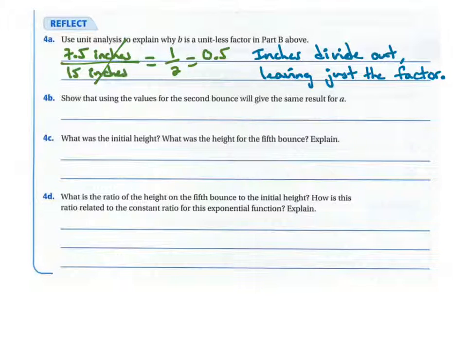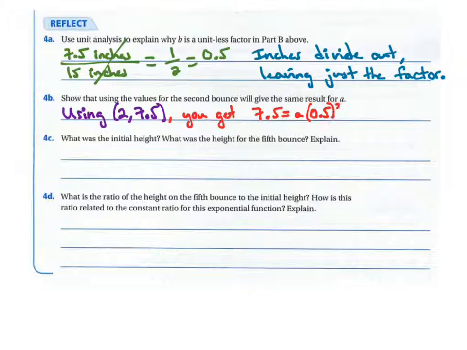Show that using the values for the second bounce will give you the same result. Remember how we plugged in the values of the first bounce? Well, we can do the same thing with the second bounce. What was the second bounce? On the second bounce, it went up 7.5, right? So if we plug in 2 and 7.5, our function is going to look like 7.5 equals a times 0.5 to the power of 2, right?